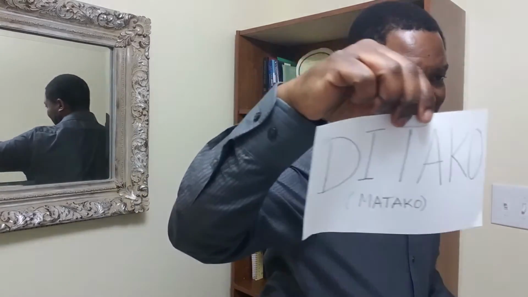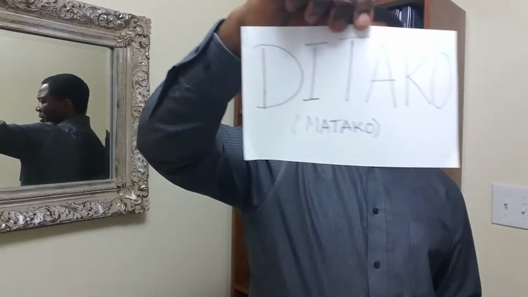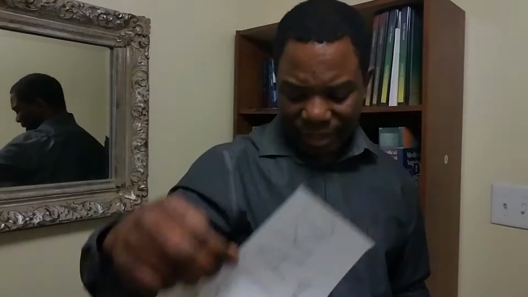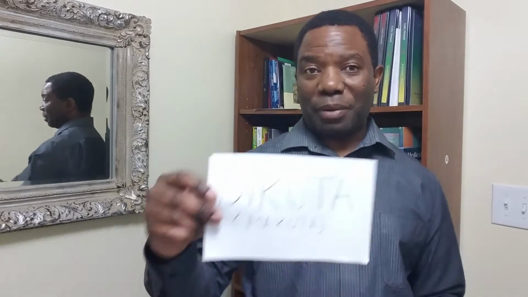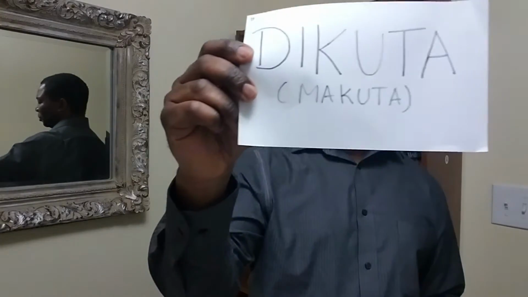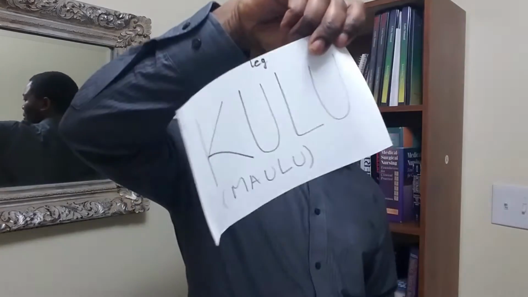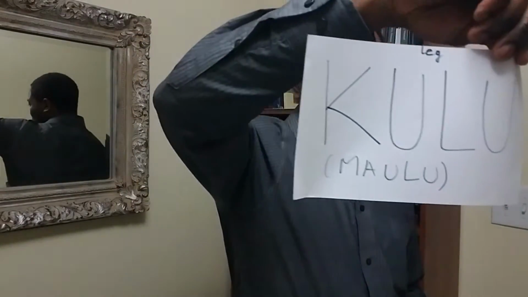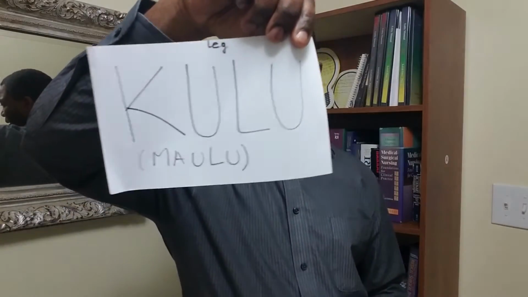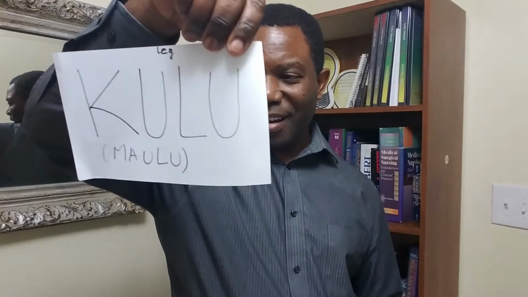Then we have the unusual word ditako, which is bat. One bat is ditako, two bats is matako. Okay, and then we have the lap, or which I called thigh initially, or the hips. Let's call it hips instead, or lap. I love that. Lap is dikuta. Kuta and makuta, and then we have leg. The old leg is kulu. We use our kulu to walk around. Kulu, okay? And many of them is maulu.